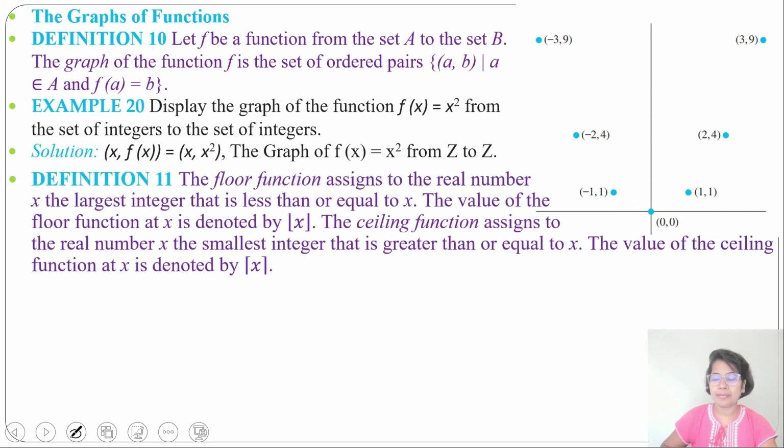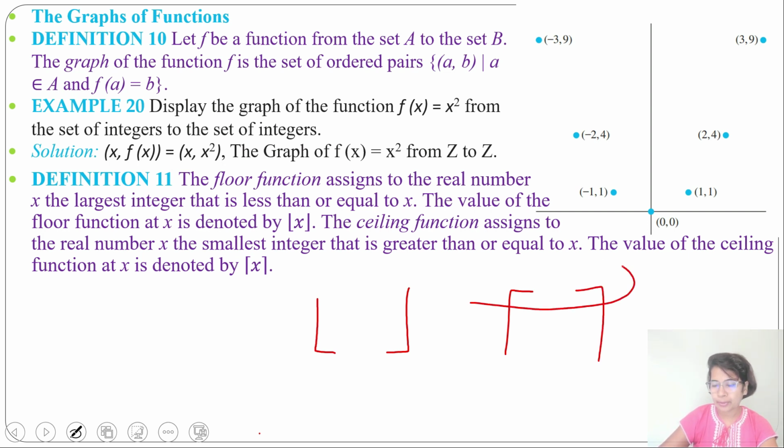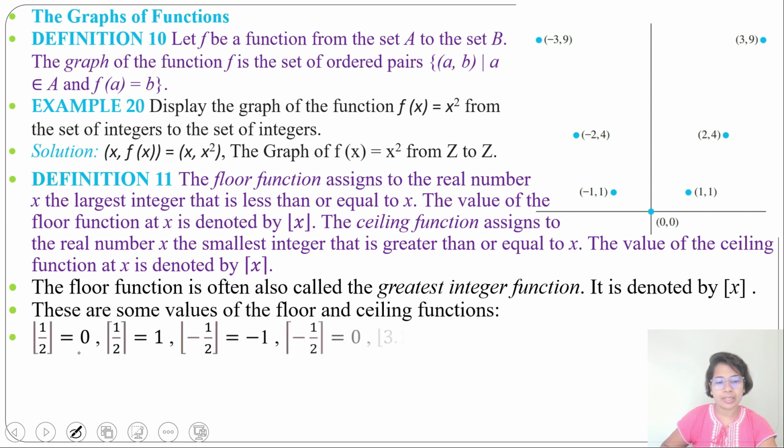Next, definition 11, it's about floor and ceiling function. Floor we can say the lower limit and ceiling is the upper limit. So the floor function is the largest integer that is less than or equal to x, and the ceiling function we can say the smallest integer that is greater than or equal to x. And the floor function we can represent like this, and the ceiling function will be this. So in case of ceiling, this bar will be on the upper side, and in case of floor, this bar will be on the lower side. Let's see one example so that you will understand.